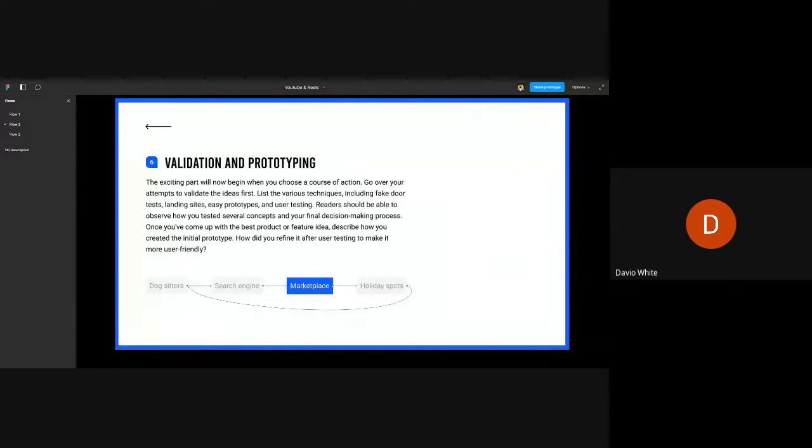Once you've come up with the best product or feature idea, describe how you created the initial prototype. Yeah, how did you refine it after user testing to make it more user-friendly? So whatever you're doing, make it user-friendly. I forgot to make that bold. You have to make it very user-friendly, because this product will not be used by only designers. For us, we can easily decode and understand what you've done, but it's going to be used by people that are not designers also. So you need to make it very much user-friendly and very much functional.